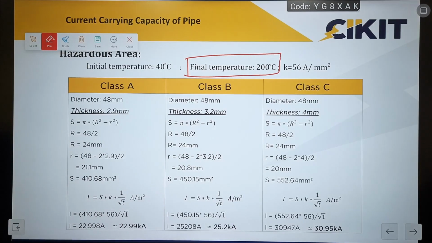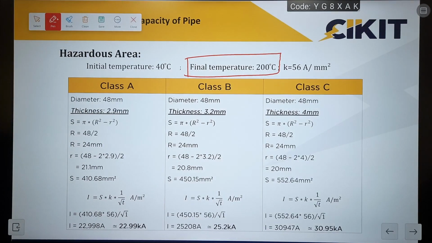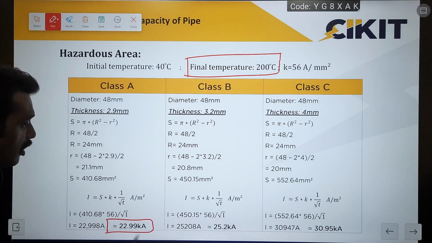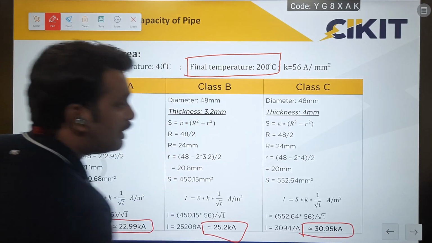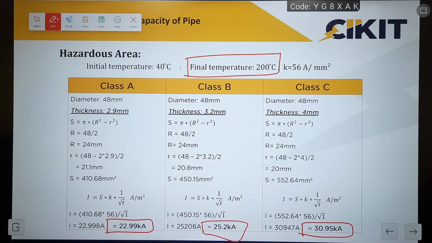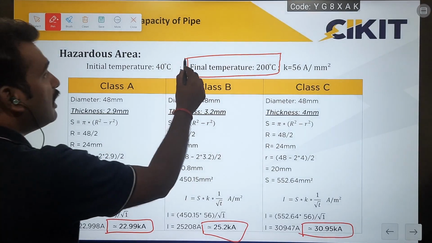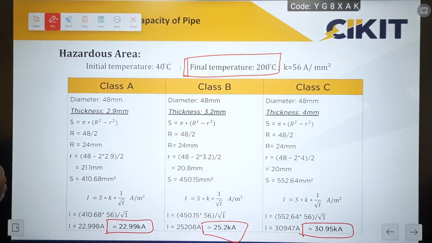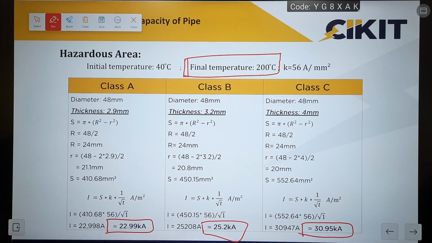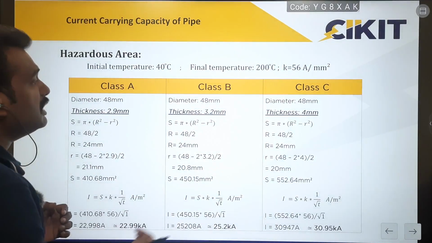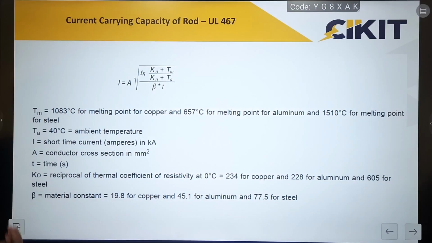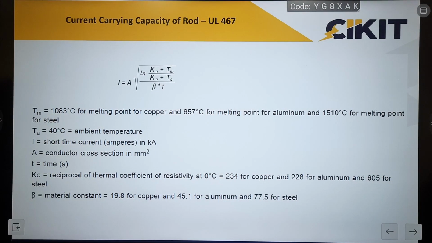Since I am restricting this final temperature, the current carrying capacity of the material also reduces. So for the same material, the current carrying capacity will be different for a safe area and a hazardous area because of the difference in final temperature. I have to take these many parameters into consideration for designing the proper material for the particular site. I cannot randomly select the material. I have to perform this much calculation for finding the suitable conductor sizing.